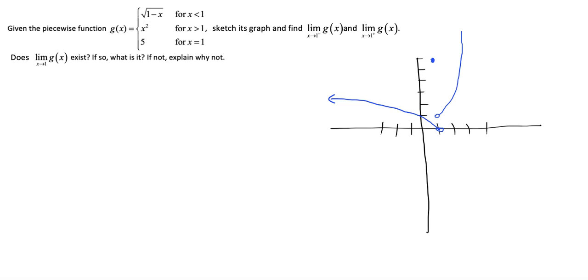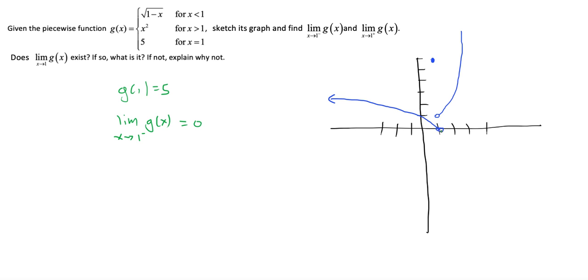So of course, we can say a couple of things, right? I know what g of 1 is. g of 1 is equal to 5. That's that point right there. But what is the limit of g of x as x approaches 1 from the left? Here's 1. As we come from the left side, we see the y values are getting closer and closer to 0. So that is the limit.